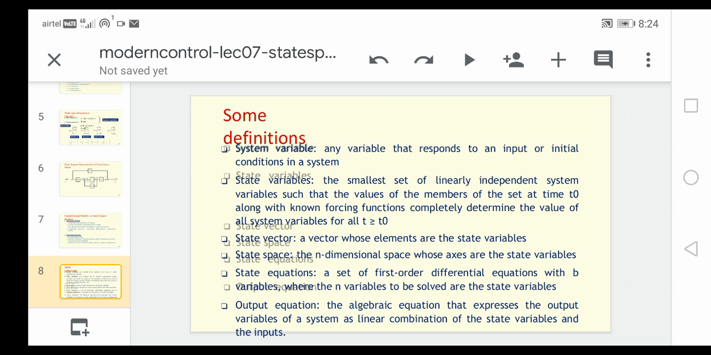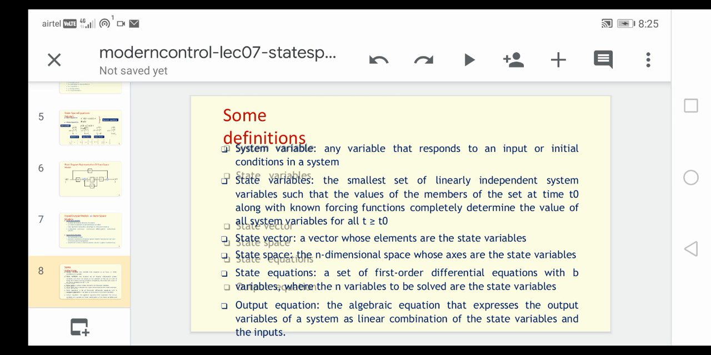What is a system variable? Some definitions. Why? Because we are entering a new concept, that is state space analysis. Whenever we are discussing state space analysis, we have to know some basic definitions. What is a system variable? What is a state variable? What is a state vector? What is meant by state space?